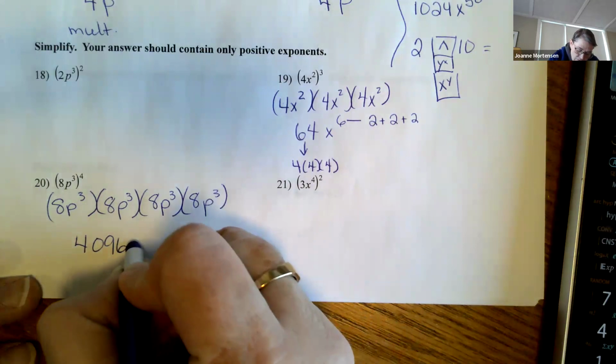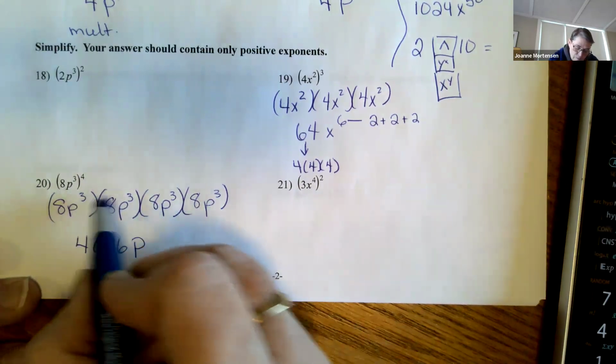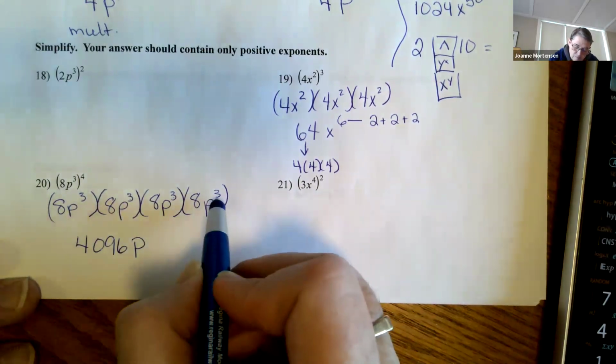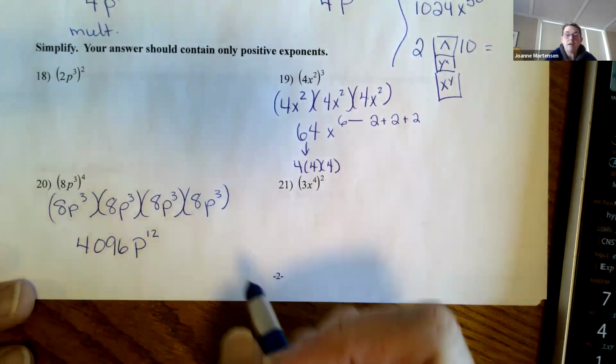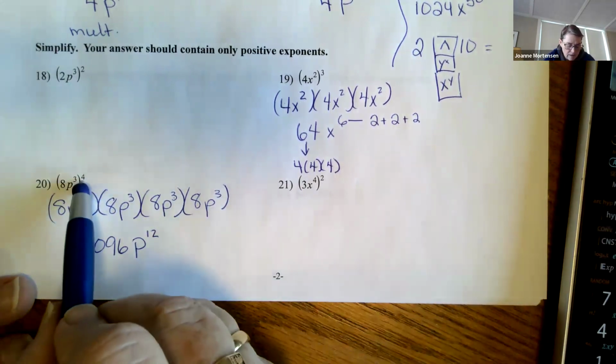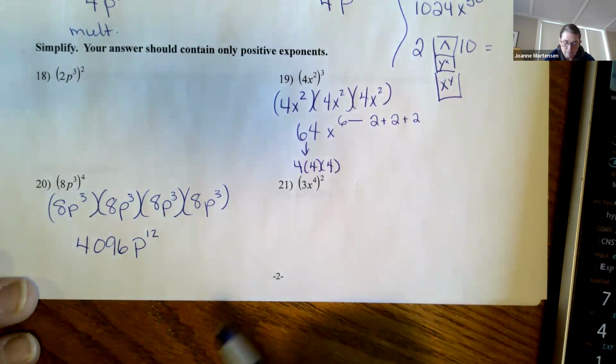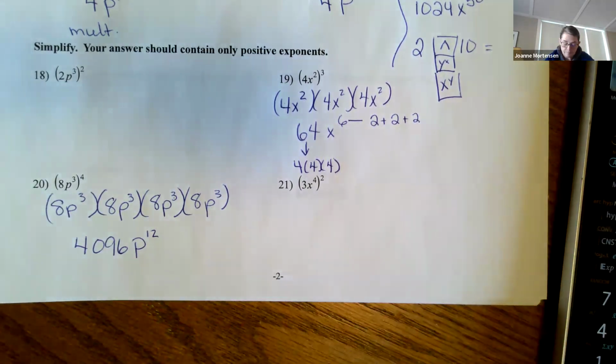And then for my p's, I just add 3 plus 3 is 6, plus 3 is 9, plus 3 is 12. And for fun, I can go, oh yeah, right. Power rule, 3 times 4 is 12. It's a nice way to double check your work.